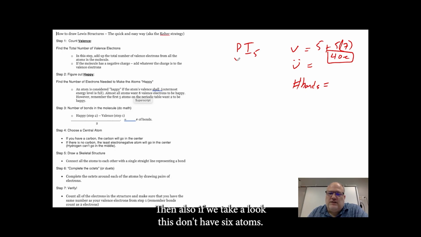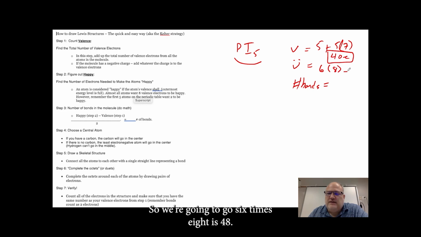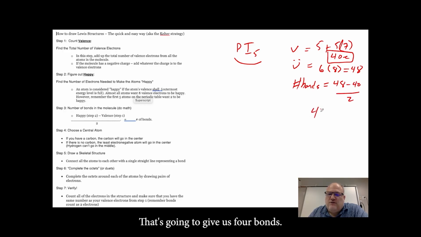Then also, if we take a look at this, don't we have 6 atoms? And all 6 of those atoms are not part of the first 5. They only want to have 8 to be happy. So we're going to go 6 times 8 is 48. And if we do the math, 48 subtract 40 divided by 2, that's going to give us 4 bonds.